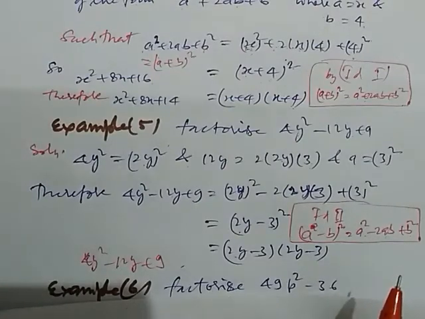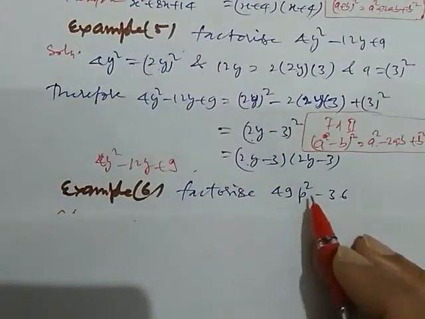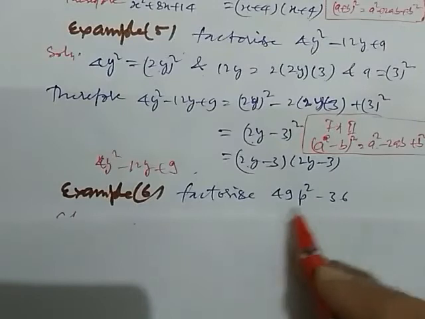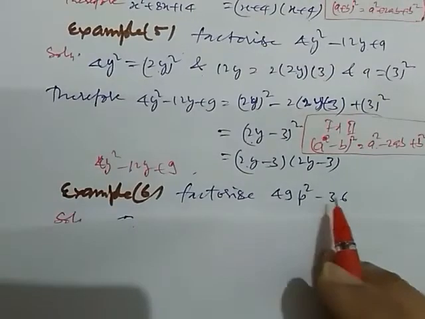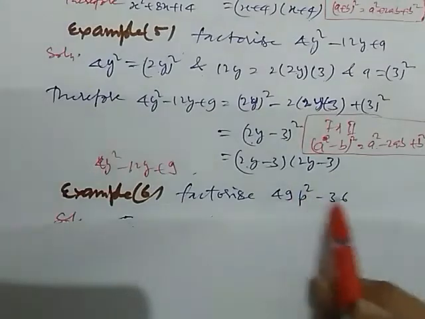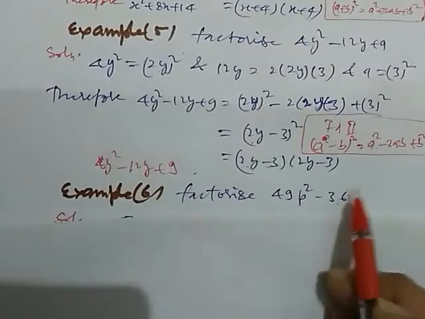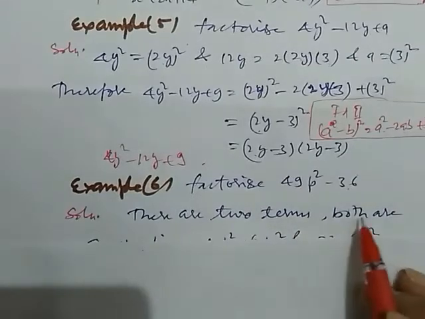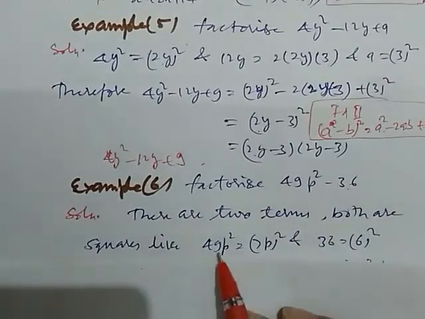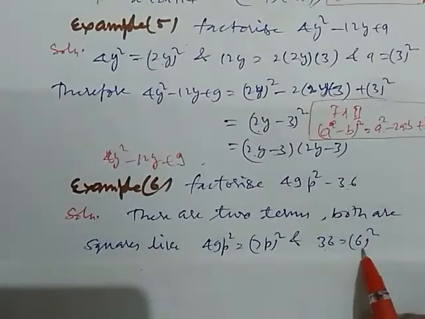Now we take one more example. Factorize 49p square minus 36. By visualizing this, here we can see there are only 2 terms, as our identity third has. Our identity third has a square minus b square, only 2 terms which are in square form. Here are also 2 terms, and this 36 can be written as 6 whole square. So first we convert them. There are 2 terms, both are squares. Like 49p square can be written as 7p whole square, and 36 can be written as 6 whole square.